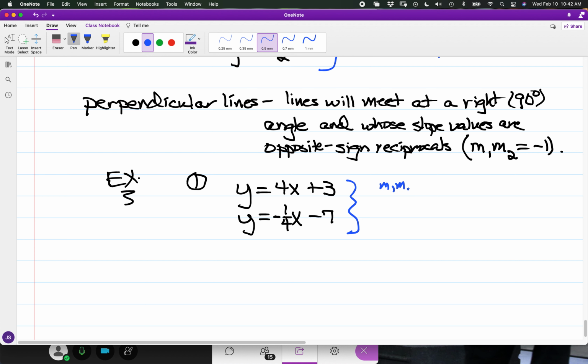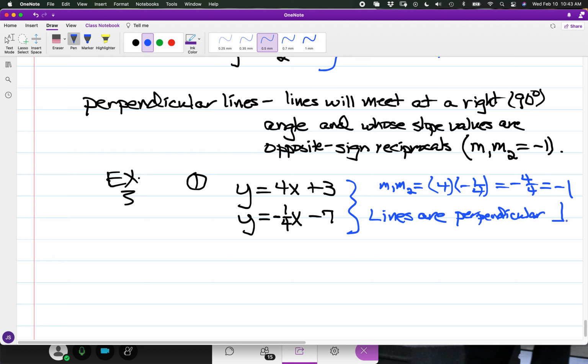It's going to have the first slope times the second slope. We're looking at 4 times -1/4. So this will be -4/4, and that will be equal to -1. Since the product of the slopes is -1, the lines are thus going to be perpendicular. And that can be symbolized by what looks like an upside down T.